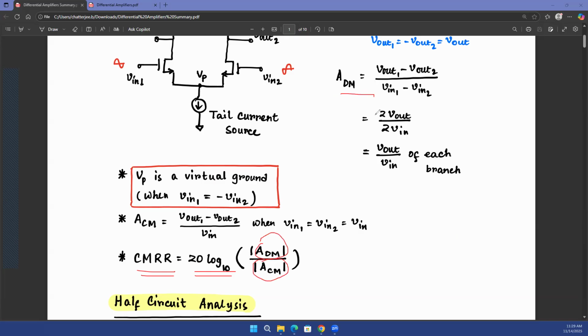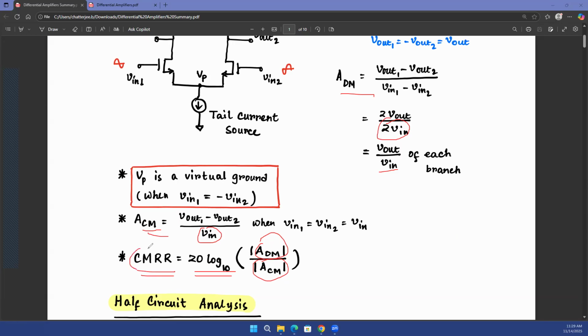ADM is the differential mode AC gain. ACM is the common mode AC gain. So your input is a common mode in one case. The input is a differential mode in the other case. So CMRR is equal to 20 log base 10 of ADM over ACM, absolute values.